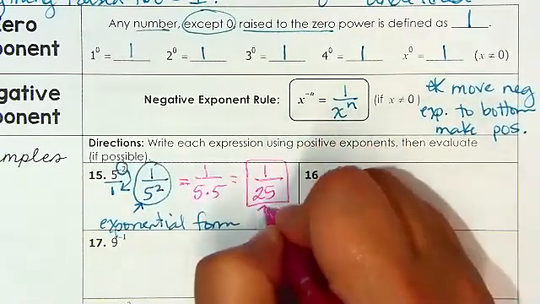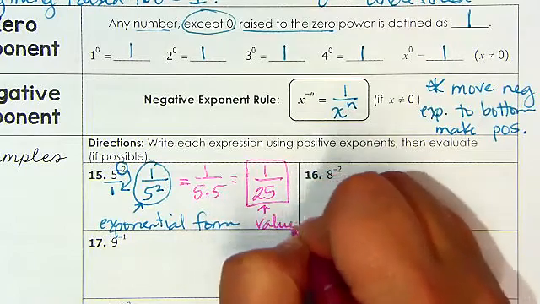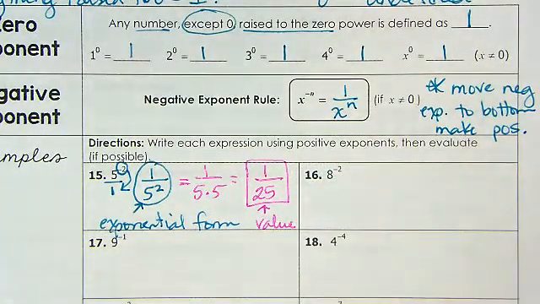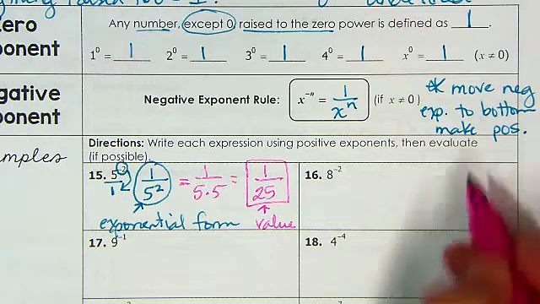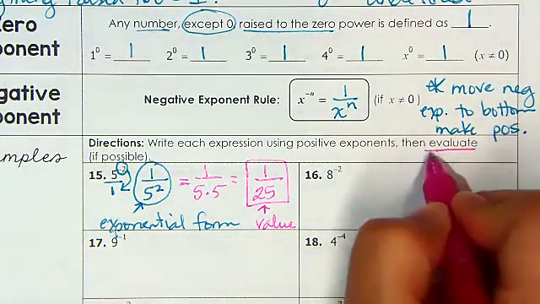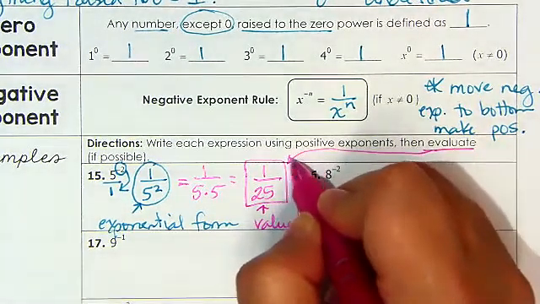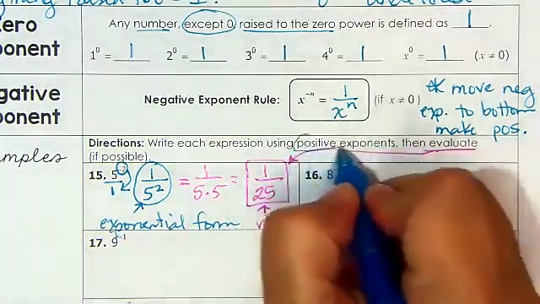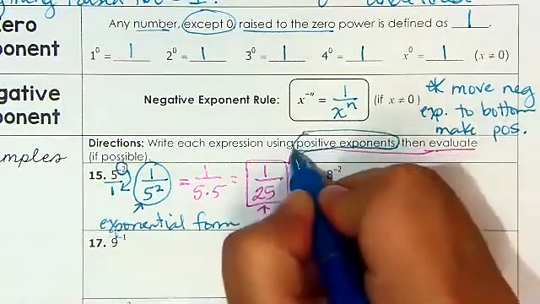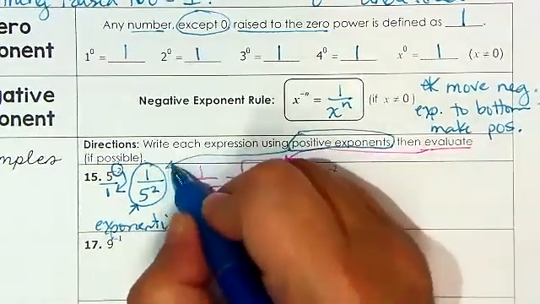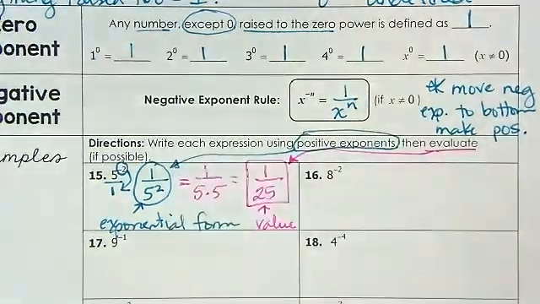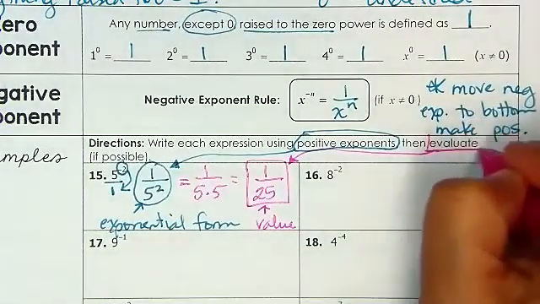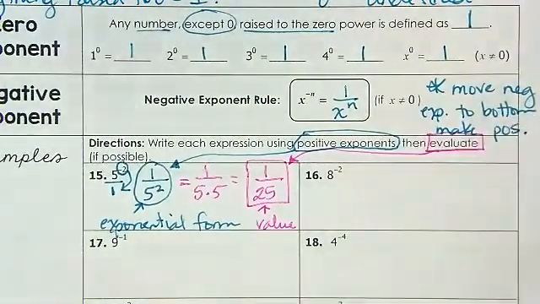This is the value, which is where you evaluate. This is the evaluate. Positive exponents is this answer here. So in a way, you have 2 answers for each problem, for some problems, if you're dealing with numbers. All right. Next example.